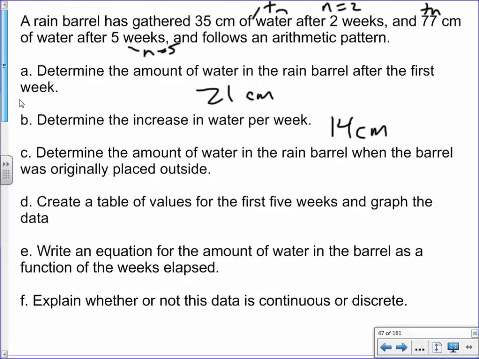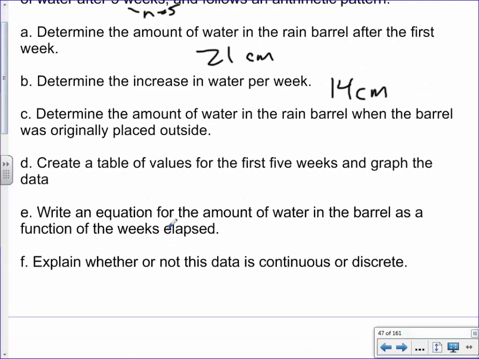So there was another question though, right? We want to write an equation for the amount of water in the barrel as a function of the weeks elapsed. We can probably do that now. y equals, we were going up by 14 every week. What was the y-intercept though? 7 only. Don't use 21 because it originally started apparently with 7 in the barrel.